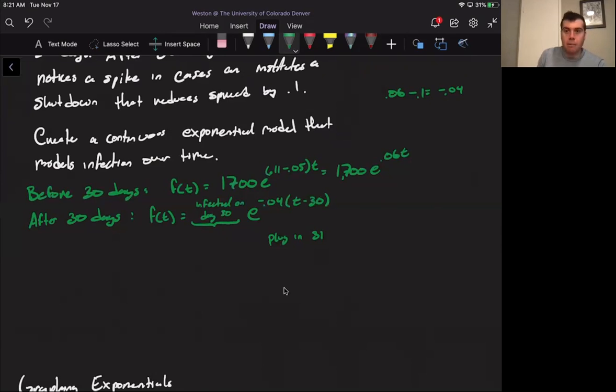So we just need to know how many people are infected on day 30. That involves evaluating f of 30 from above, which is 1700 e to the 0.06 times 30, which I used a calculator to evaluate and found that it's approximately 10,284.